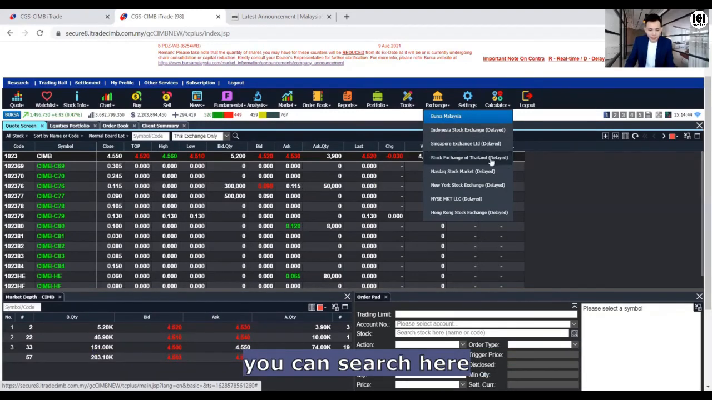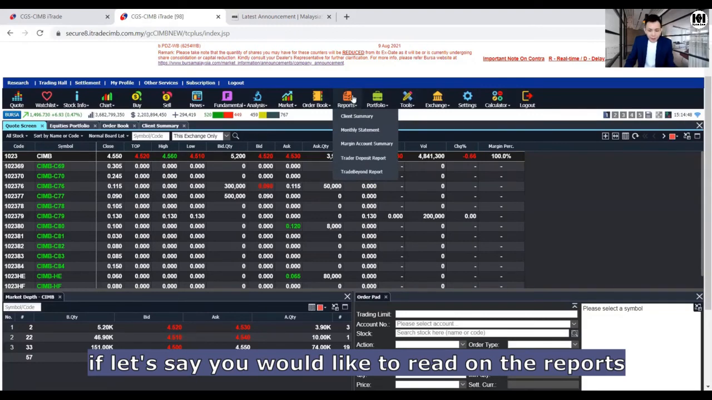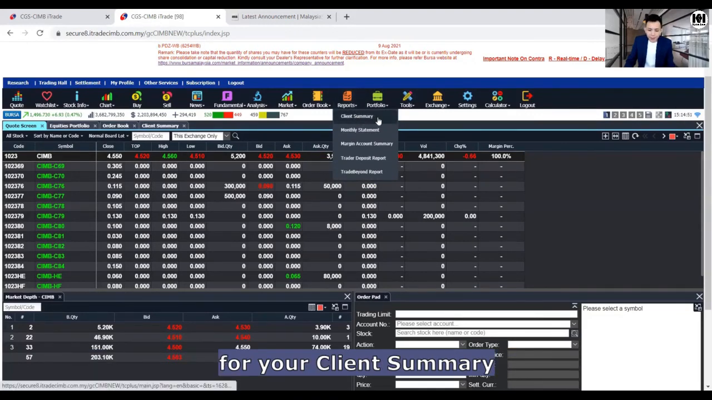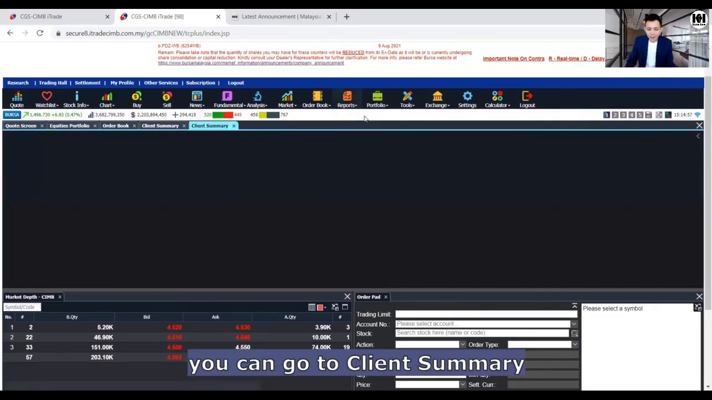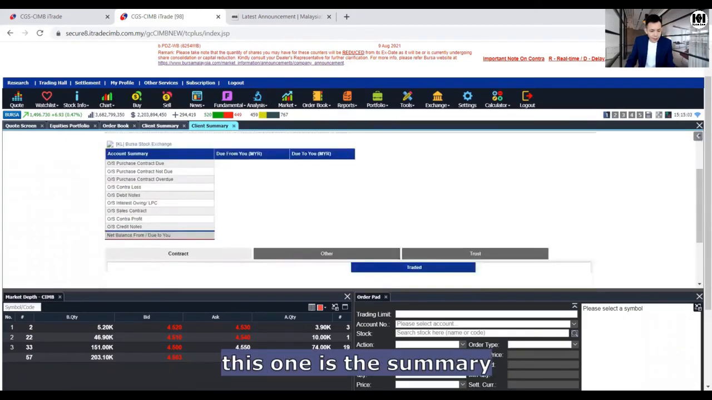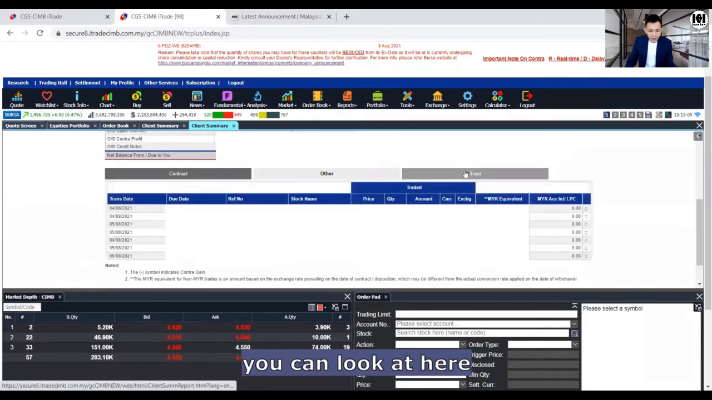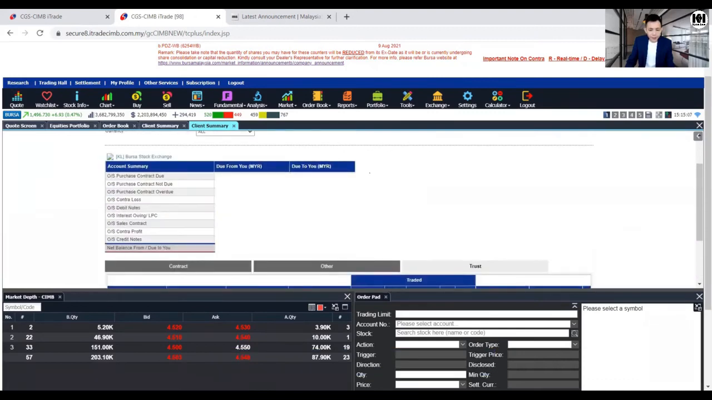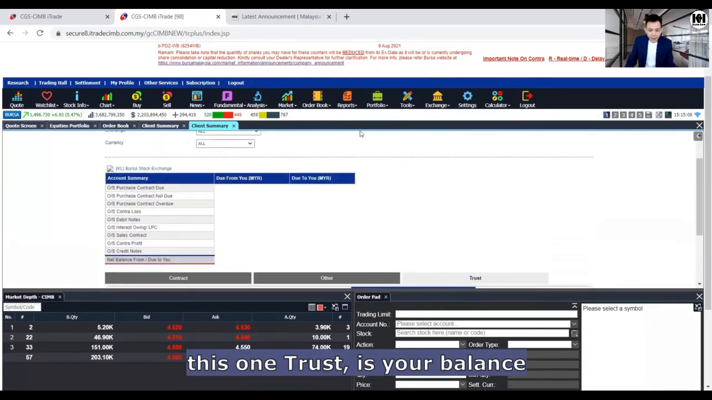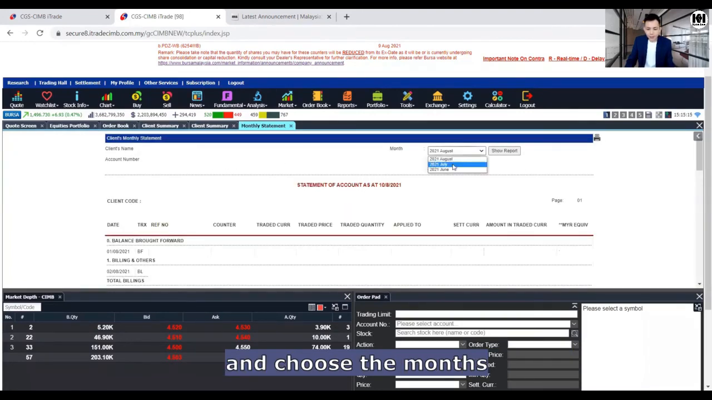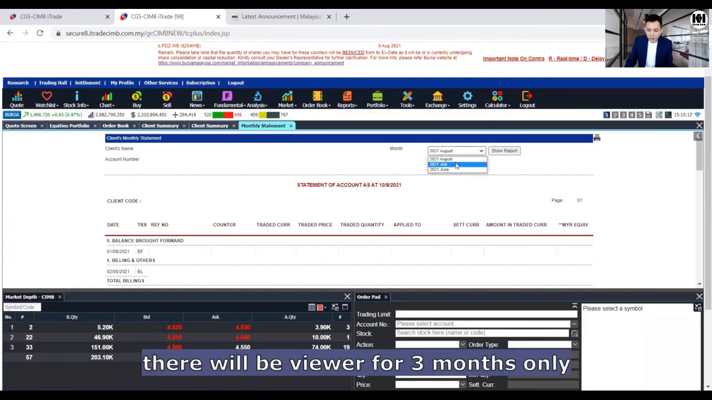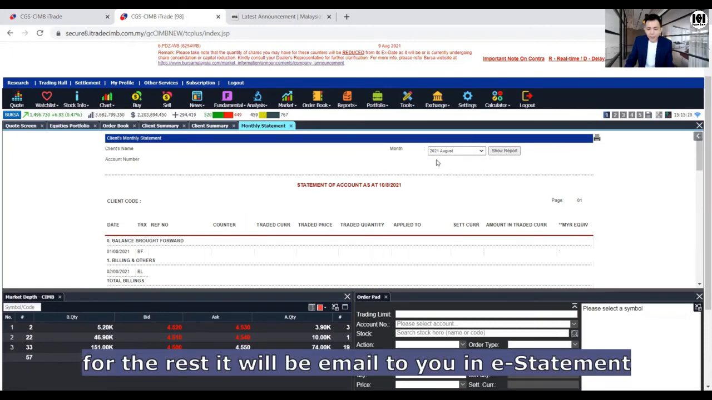You can search here. If you would like to read the reports for your client summary or your money statement, it's all here. If you like to look at your balance, you can go to client summary. Okay, this one is the summary. You can look at here. You can go through here. This one, trust, is your balance. Let's say go to the money statement. You can choose your account, and it will be available for 3 months only. For the rest, it will be emailed to you in e-statement.